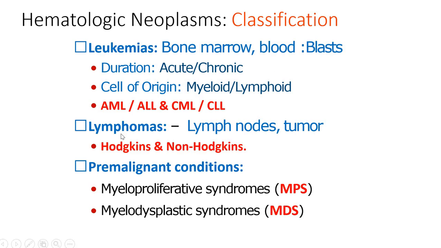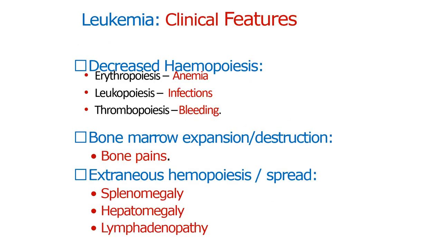Similarly, if the WBCs are present in the tissue and go in for neoplasm, that is referred to as lymphomas, which are seen mostly in the lymph nodes, or can also be seen in the spleen and liver. They are basically of two types, Hodgkin's and non-Hodgkin's lymphoma. Certain pre-malignant conditions are the MPD syndromes, that is myeloproliferative syndromes, and the myelodysplastic syndromes, which can proliferate later and develop into leukemias.